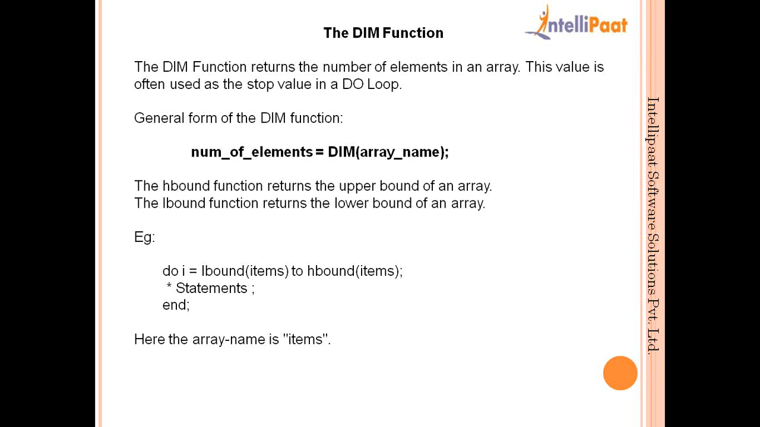Dim function. The dim function returns the number of elements of an array. This value is often used as the stop value in the do loop. You must remember, while talking about loops, I talked about the lower bound and the upper bound. So the dim function basically gives the upper bound for an array. The general form of the dim function would be the number of elements equal to dim and then the array name. The hbound function returns the upper bound of the array. Lbound returns the lower bound of the array. Okay. Now for example: do i equals lbound of items to hbound of items statements.